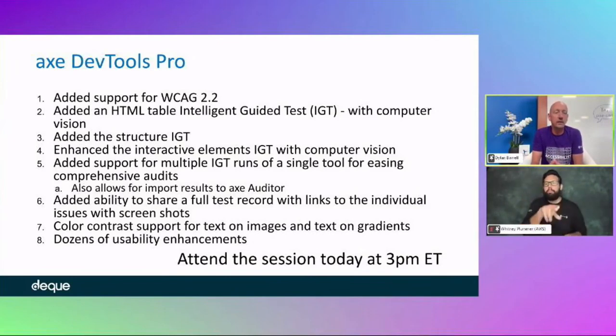We added the ability to test for color contrast, where you've got text on top of images and text on top of gradients and other complex backgrounds. And that's a paid feature that builds on top of the free Axe Core color contrast testing. And we added dozens of other usability enhancements over the course of the year.